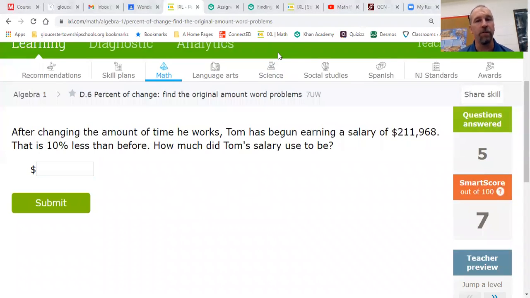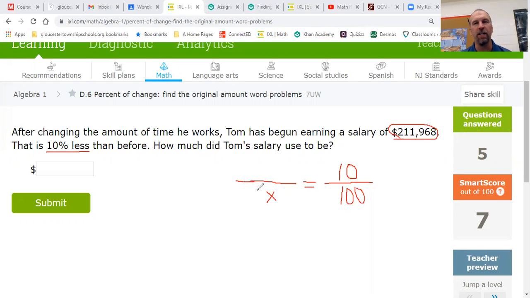Well, I'll do the proportion first. I'll do the proportion with that same setup as before. Always 100 down here. My percentage of change is 10% because it's 10% less, decrease, right? So his new salary is $211,968. That's the new amount. We don't know the original amount. So the original amount is unknown down here in the denominator. And the numerator is the amount that it changed.